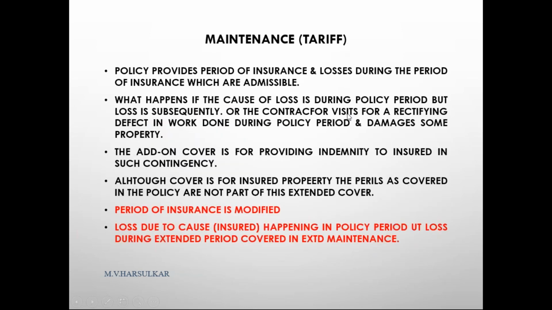Then maintenance cover. There are two types of maintenance cover: limited maintenance cover and extended maintenance cover. The policy provides a period of insurance. If this maintenance cover is taken, then they will show that after this much period, 12 months or 24 months of maintenance, whatever is agreed by the insurance company. The policy says that only losses during the original period of insurance are payable.